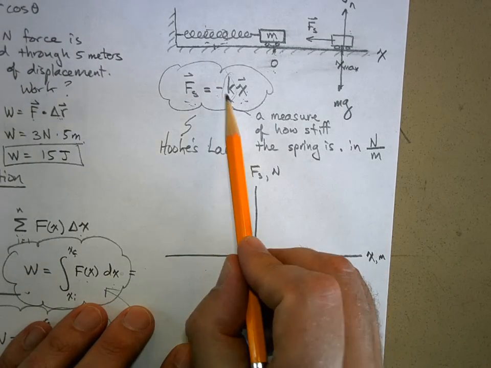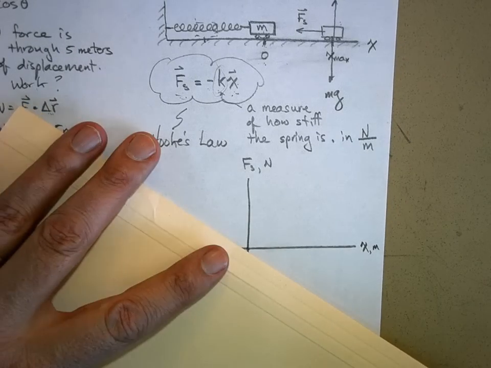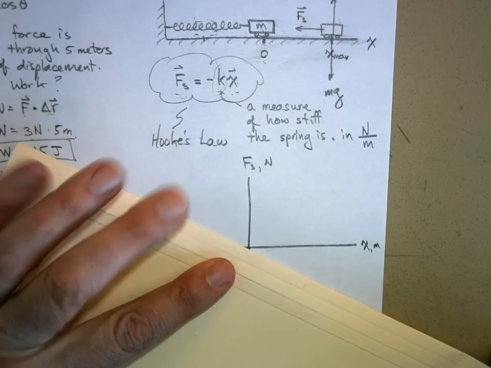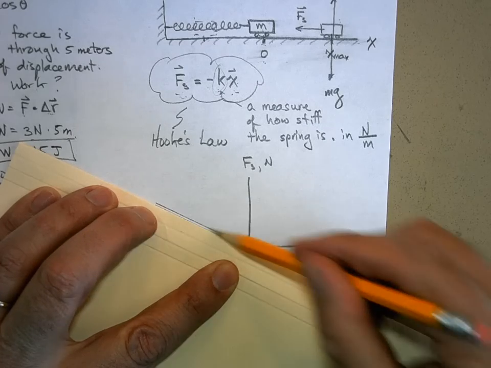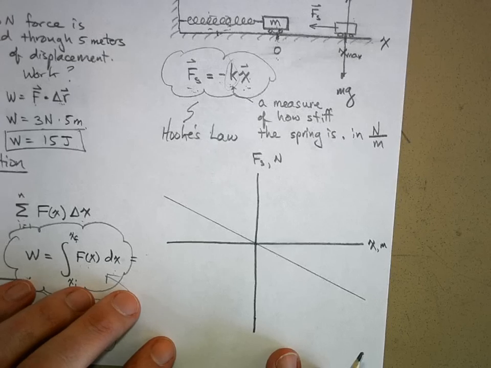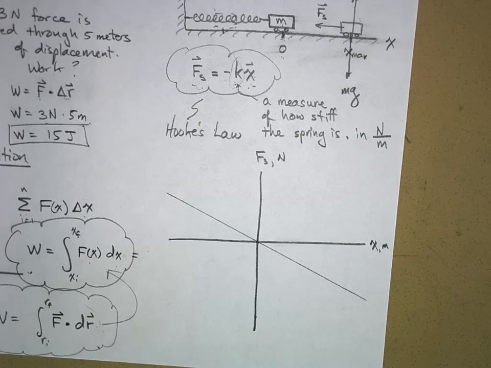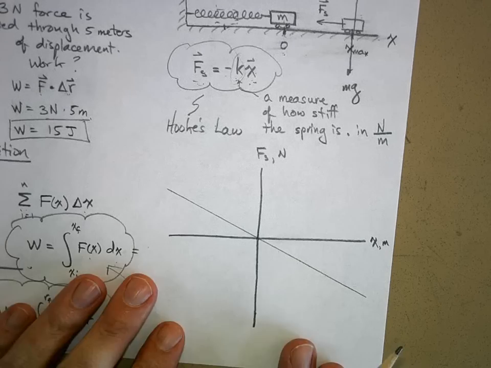That means that this is going to be some function like this. Here's my force function. This is the force the spring applies to the mass. So you might ask yourself, how much work does the spring do? Well, it's the area underneath the graph.